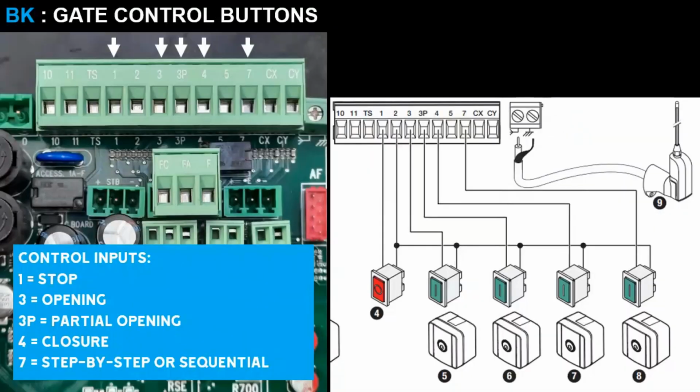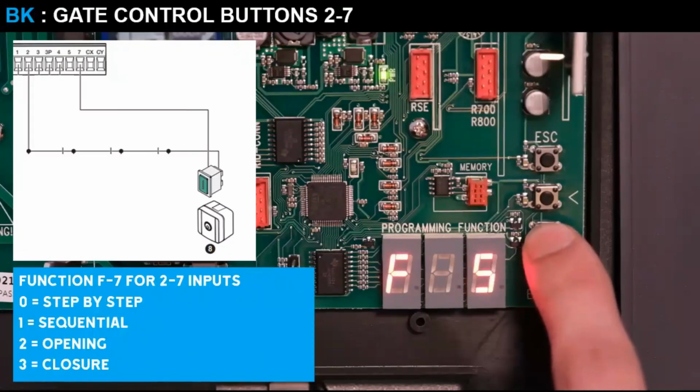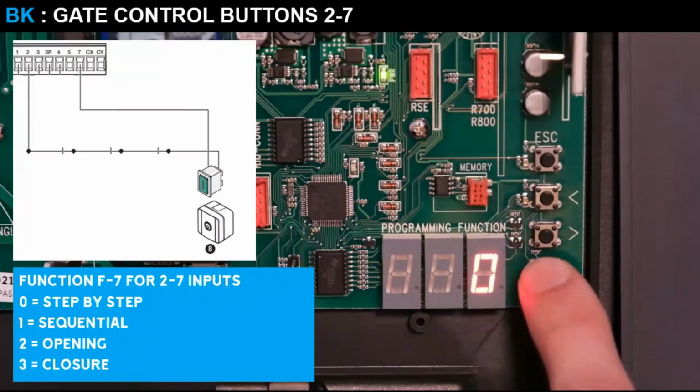To control the gate with a push button, you can use terminals 1, 3, 3P, 4, and 7. Select function F7 to set input 7 for step-by-step or sequential operation.